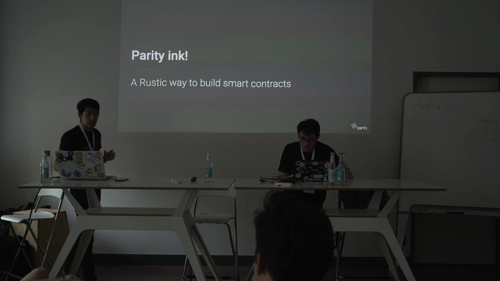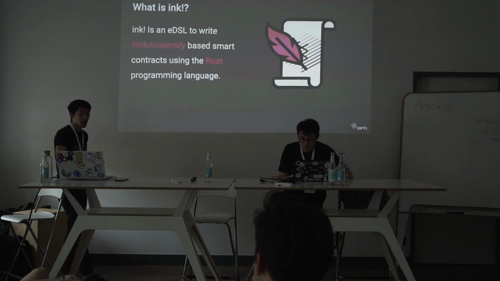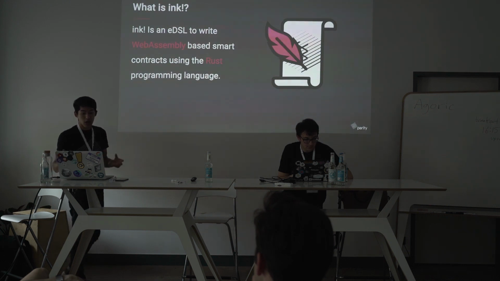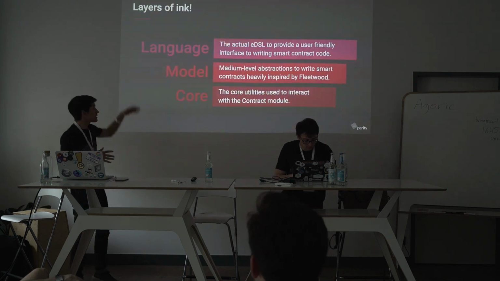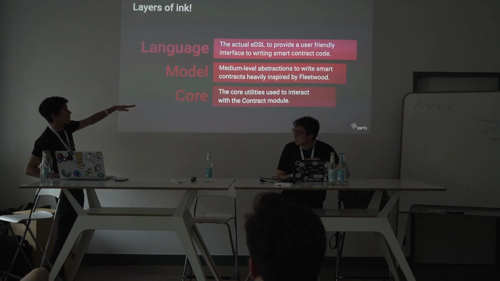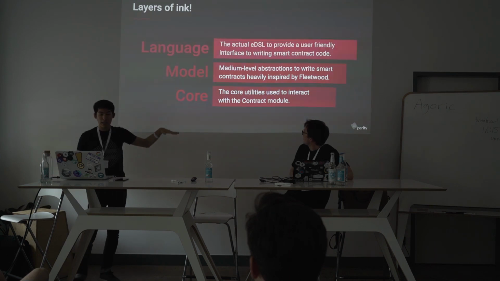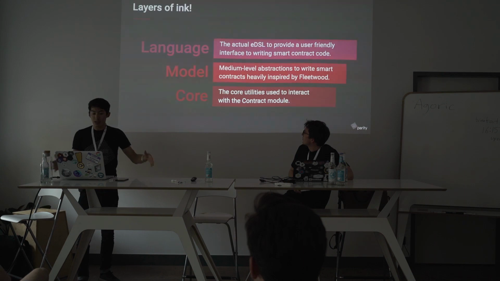Yeah, so let's talk about Ink. Ink is a rustic way to build smart contracts. It is an EDSL, an embedded domain-specific language, to write WebAssembly-based smart contracts in the Rust programming language. It's broken up into 3 layers. At the bottom, there's the core, which is pure Rust, and defines the API between the contracts module and the actual language.